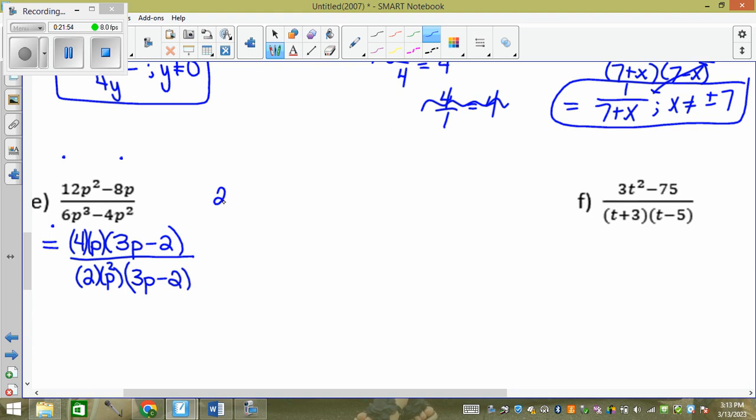So I have 2 can't equal 0, true statement, not a problem, cross it off. P squared is like having what? P times P. So if I have a p or a p squared by itself or a p cubed or p to the 4th or p to the 5th by itself, it's just p can't equal 0. Because technically I could write this as 2 times p times 3p minus 2, right? So I would have p can't equal 0 twice, but I'm just not going to write it. Then I have 3p minus 2 can't equal 0.